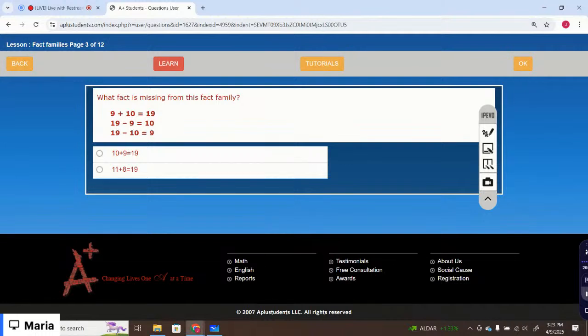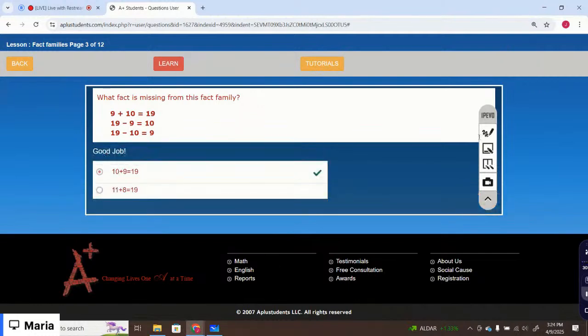What fact is missing from the fact family? So you are given two of the subtraction facts. That means we are missing the addition fact. That would be 10 plus 9 equals 19. Option number 1 is the correct option.